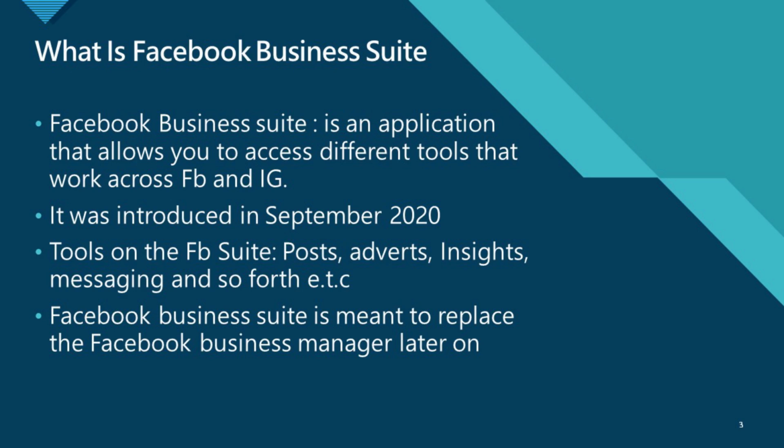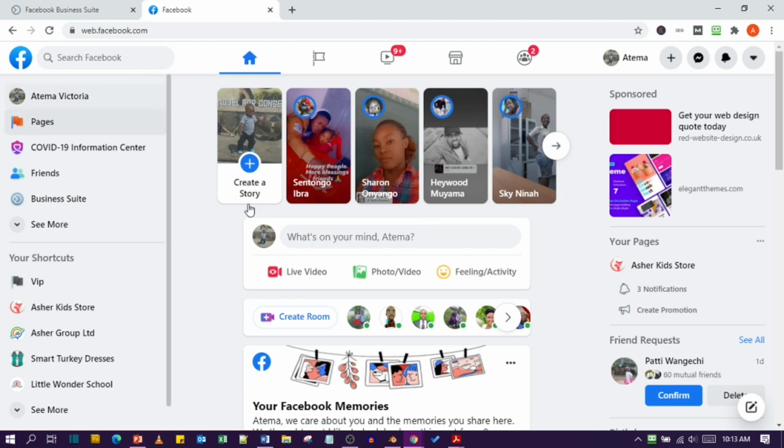So how do you access it? On your phone, if you have been using the Pages Manager app, then it has been converted to Facebook Business Suite. If you haven't used one before, then you can go to the app store and download Facebook Business Suite. On the desktop, you can access it on a personal account linked to your business page.